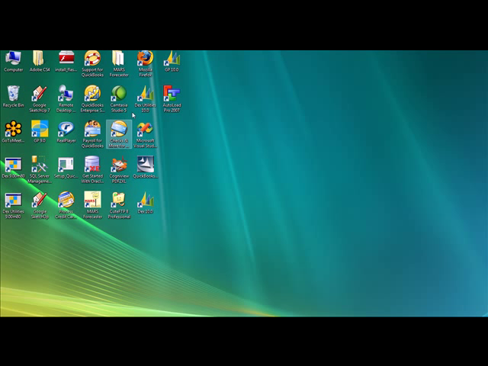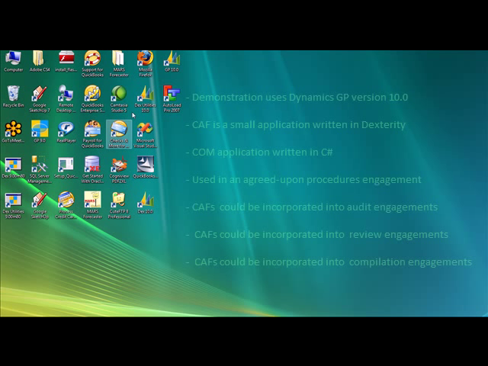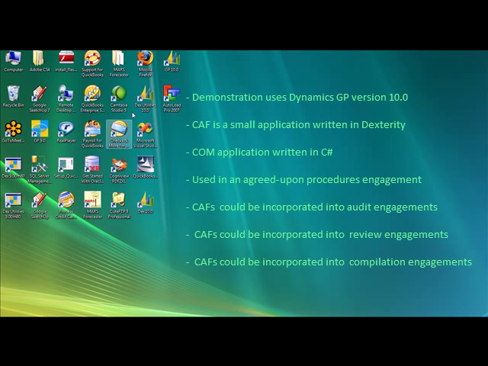The ERP system used in this demonstration is Dynamics GP version 10.0. The continuous audit facility used in this demonstration is a small application written in Dexterity that calls a COM application written in C#. This particular continuous audit facility is designed to be controlled by an auditor evaluating selective transactions in accordance with an agreed upon procedures engagement.